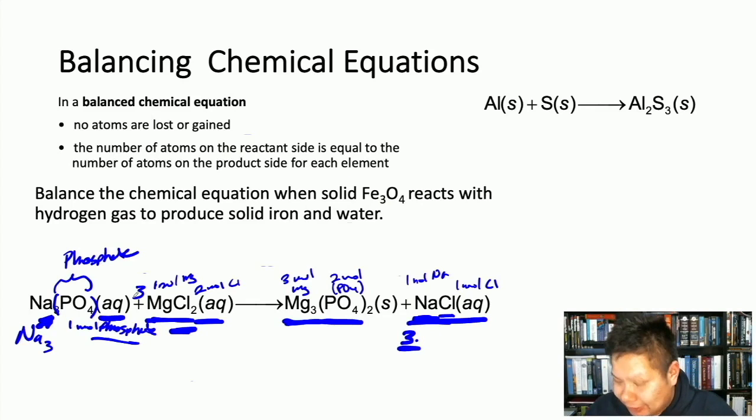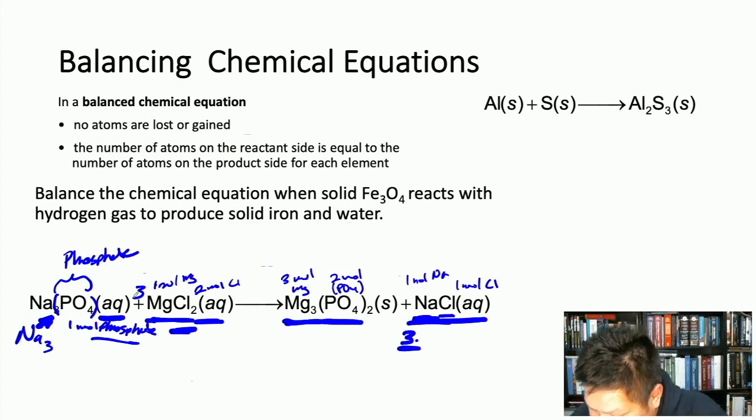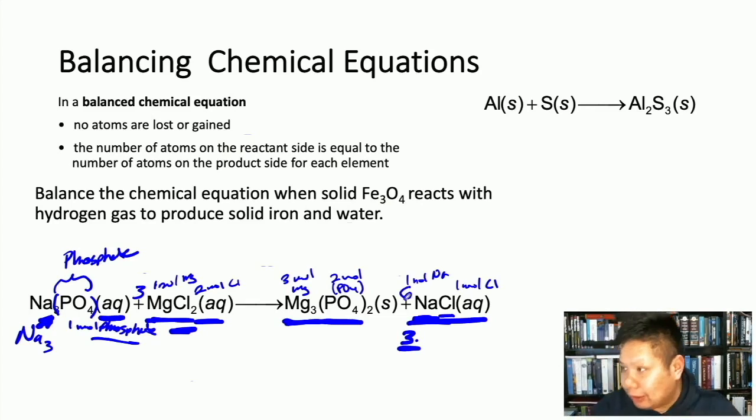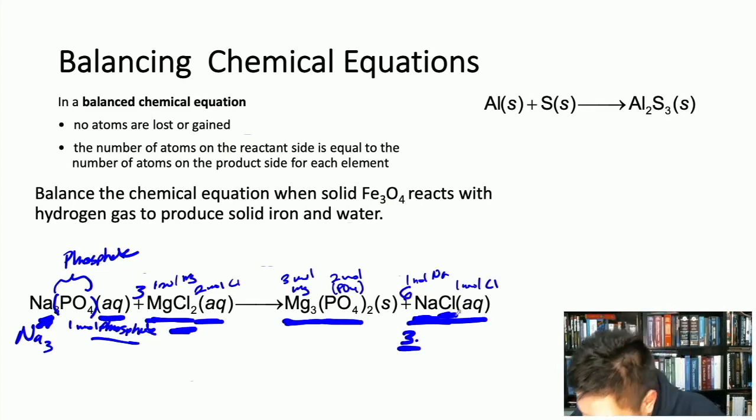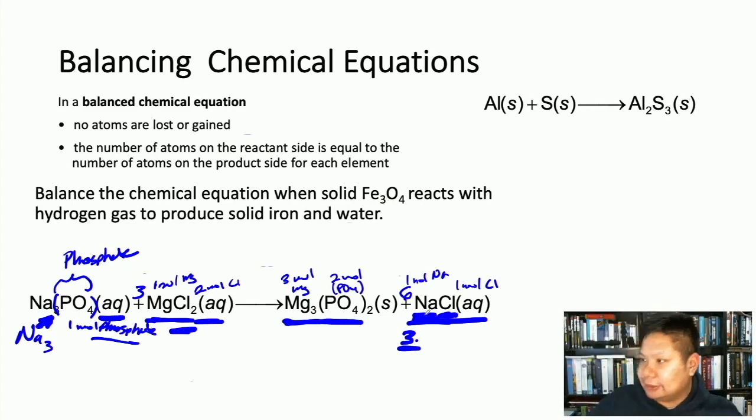That gives us 3 moles of magnesium, and then 3 times 2 moles of chlorine gives us a total of 6 moles of chlorine, right? Awesome. And then over here we can put a 6 in front of the sodium chloride, and now that gives us 6 moles of chlorine to match both sides. There's 6 chlorine moles on both sides of the equation now. Oh no, but that means we have 6 sodiums too.